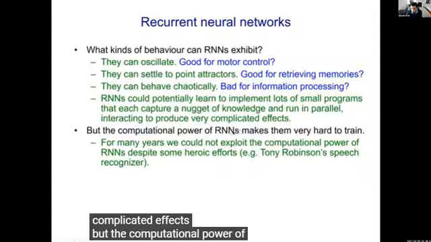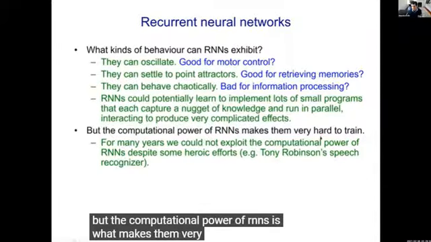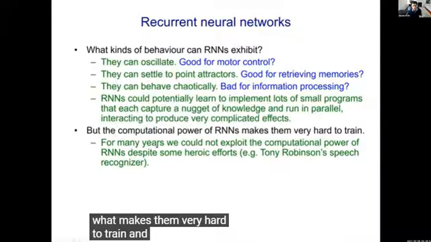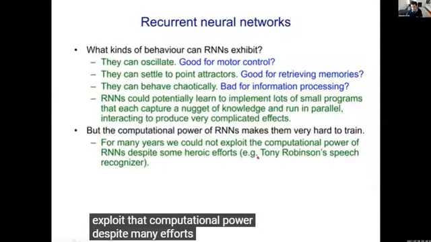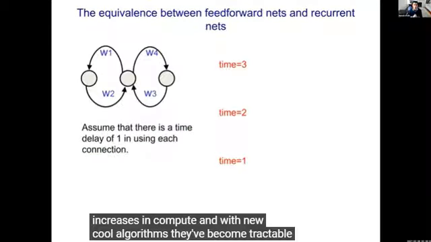But the computational power of RNNs is what makes them very hard to train. And for many years, we could not exploit that computational power despite many efforts. But now, with increases in compute and with new cool algorithms, they've become tractable.